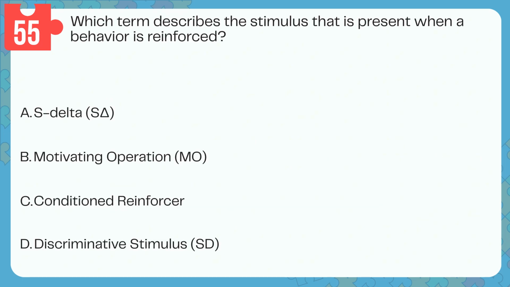Question 55. Which term describes the stimulus that is present when a behavior is reinforced? A. S delta. B. Motivating operation, MO. C. Conditioned reinforcer. D. Discriminative stimulus, SD.